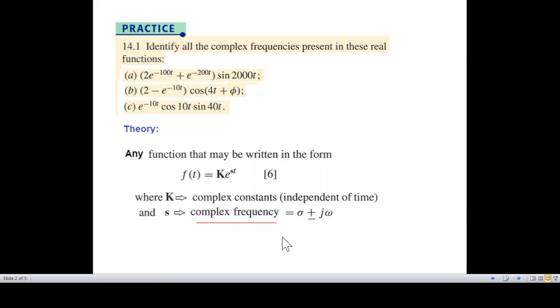So this is what we need to find, and this can also be written like, if we put the value of s, then it will be e raised to the power sigma plus j omega into t. What we need to find is this term without t in all these questions that we'll be solving.